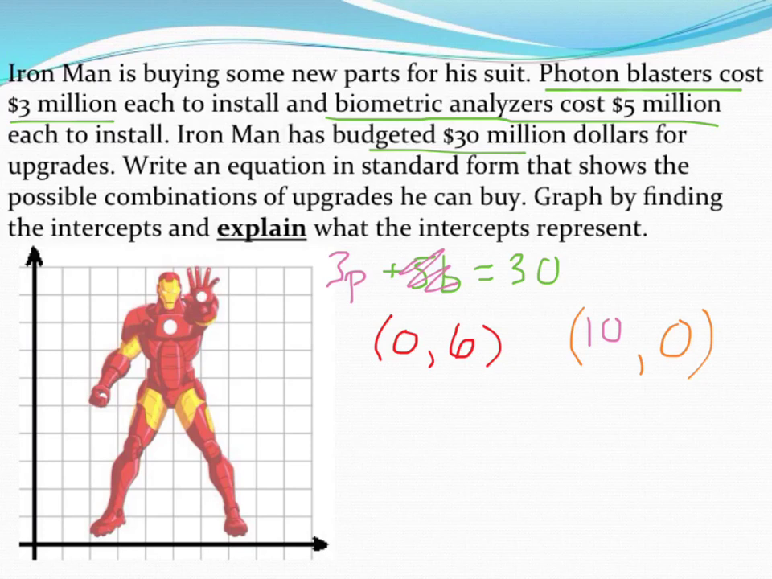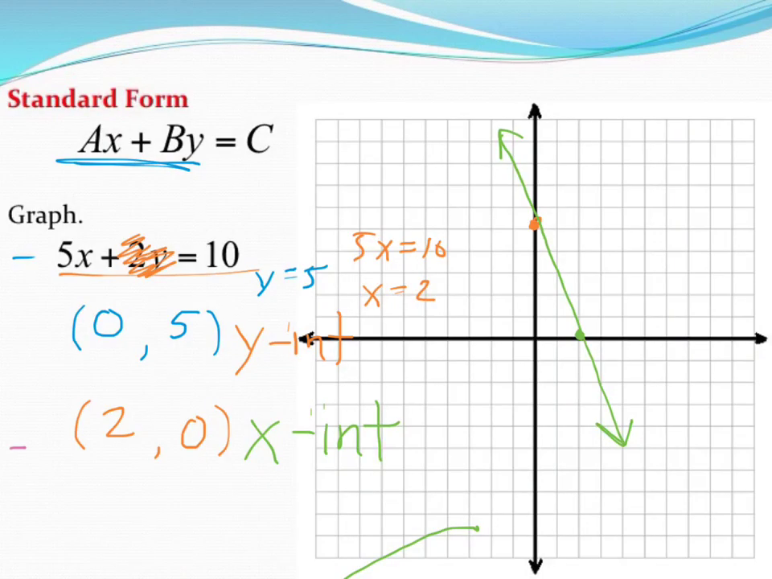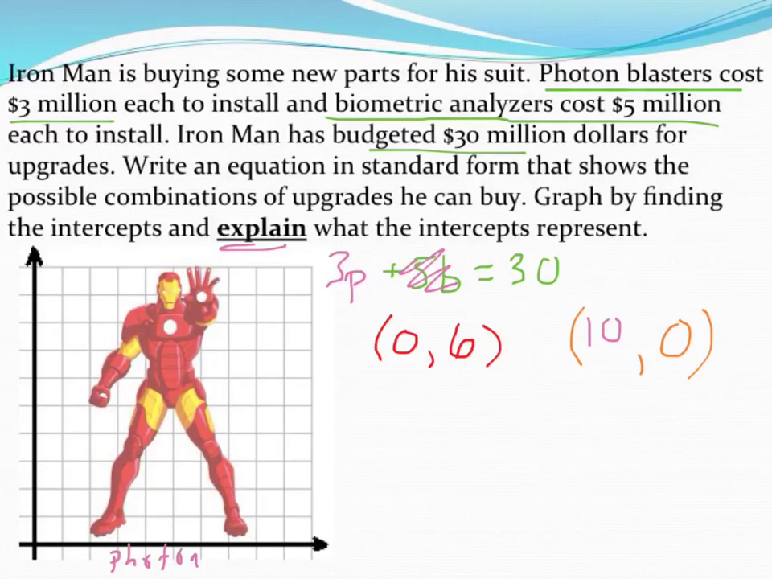Let's go ahead and graph those, and then we're going to come back and explain what those values represent when we're done. So I need to label my axes. I don't have an x and a y, but I'll label this one the photons, how many photon lasers I could buy, and I'll label the vertical axis those biometrics. So x and y, really.